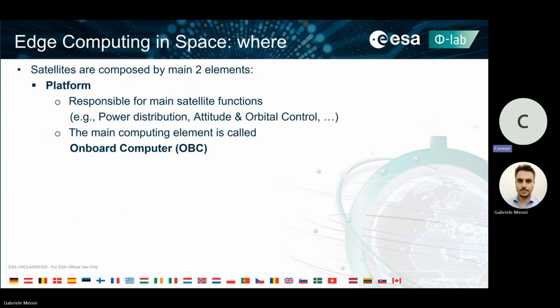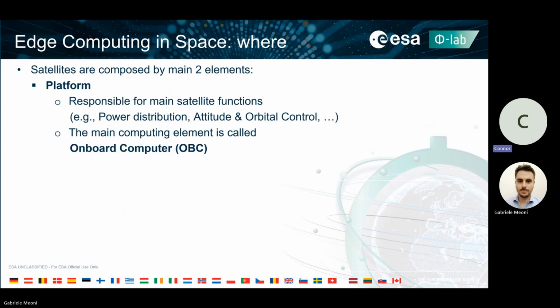Let me just clarify, when we talk about edge computing in space, where actually we are doing the processing. If you know satellites a bit, you know that you have 2 main elements. One is what is called the platform. The platform is what is responsible for the main satellite functions. So it's responsible to make sure your satellite can distribute the power, can distribute the clock, can acquire on the Earth, and control the attitude so that it stays on the orbit.